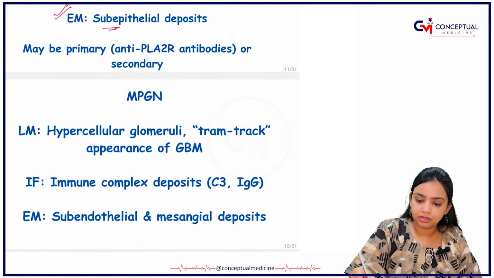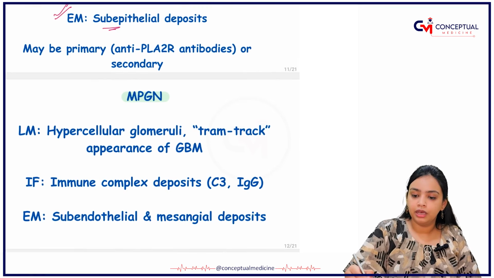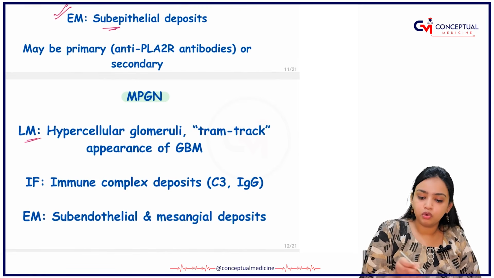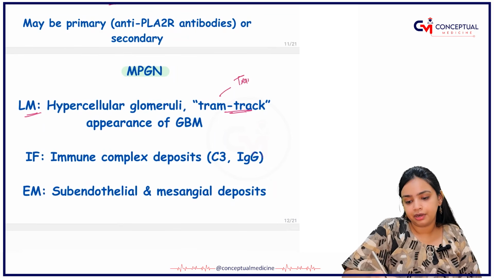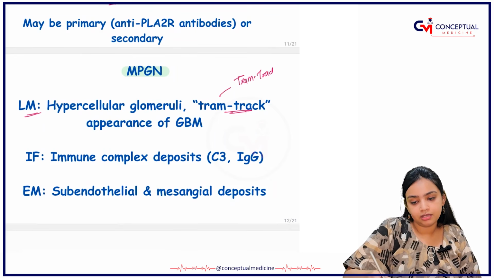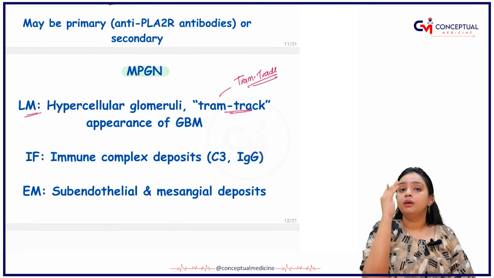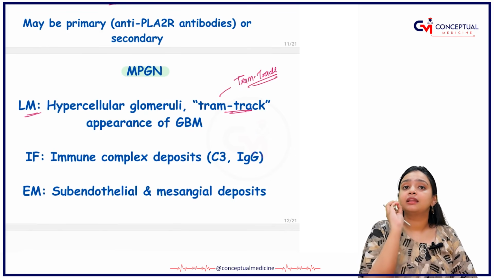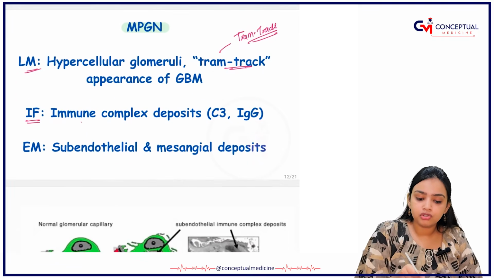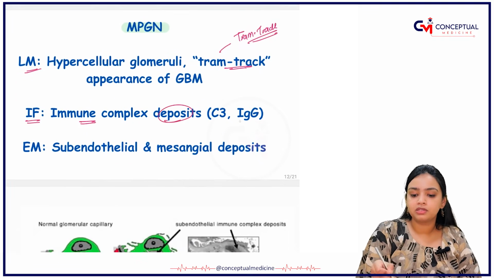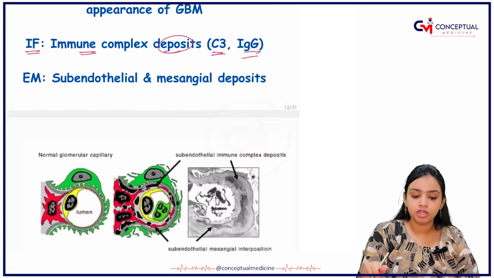Then next thing that you have is the MPGN. In MPGN, in the light microscopy, you will be able to appreciate a very characteristic tram track appearance. It is very, very important. Just make sure you remember that in MPGN you have the tram track appearance. In the immunofluorescence, you will be able to see the immune complex deposits like C3 and IgG.